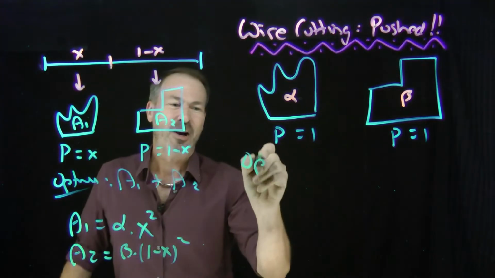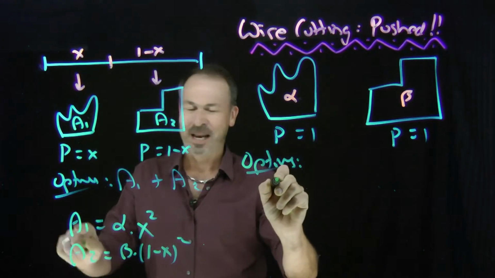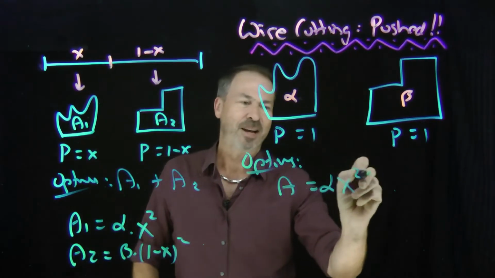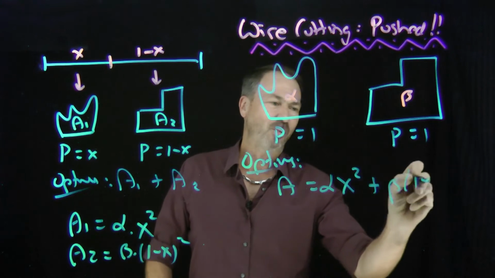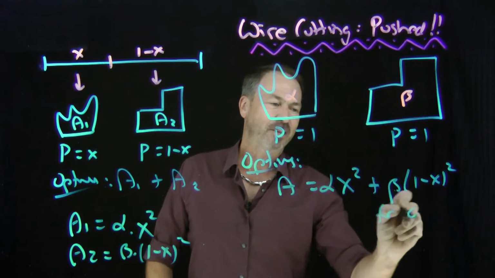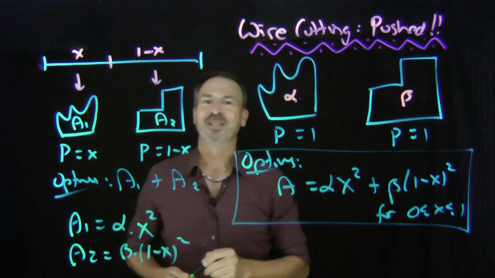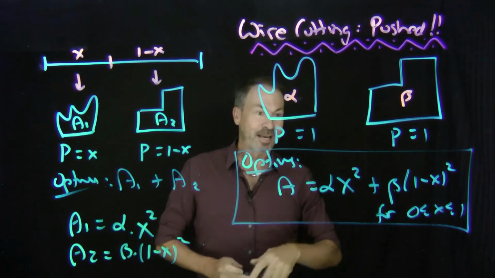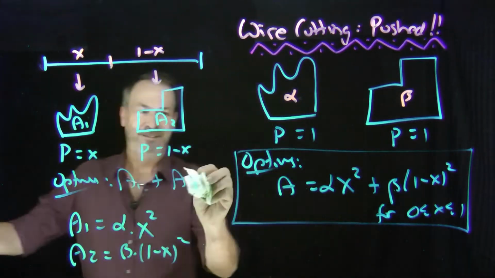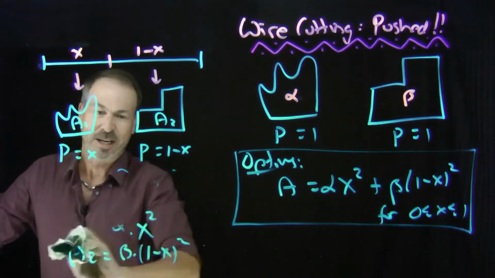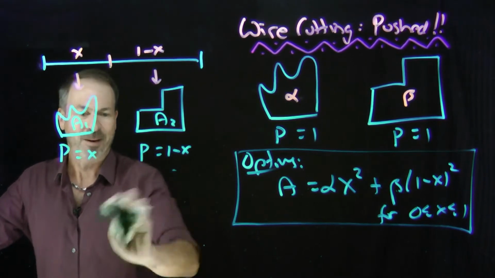So our job is to actually optimize the total area. Area is A1 + A2, which is alpha x squared plus beta (1 minus x) squared. And again, we're doing this for x between 0 and 1. There is the problem in this general setting. Okay, I can still see it's a quadratic formula, which I can graph. It'll be an upward facing parabola, so let me graph it again.